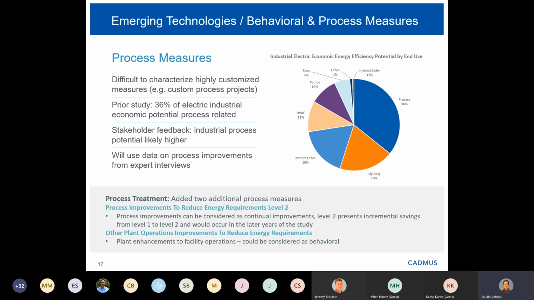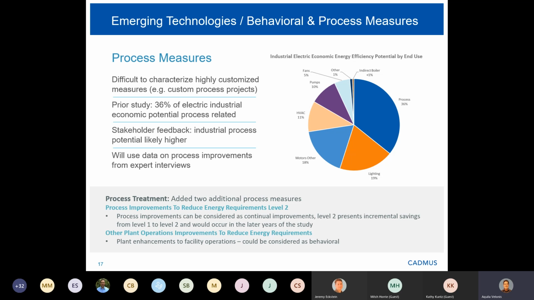And based on those results, stakeholders from the prior study provided feedback that this potential is likely much higher, considering the process loads are such a predominant amount of the overall industrial load. And so we want to try to address this in this study. So a couple of things that we're doing is that we are asking more process potential questions for our industrial expert interviews that we're conducting as part of this study.